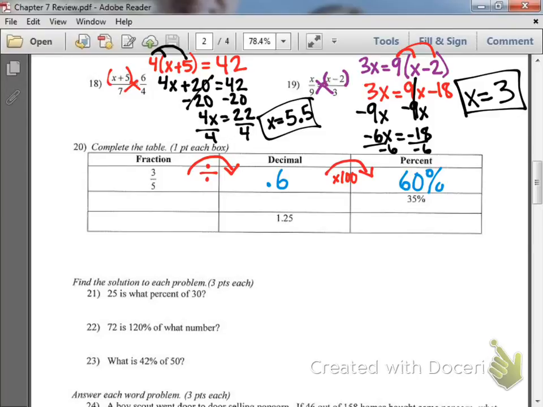All right, how do I write 35% as a decimal? 0.35, good. Same process, but now it's in reverse. So if you want to go from here to here, you're just dividing by 100. Dividing by 100 is the same thing as moving the decimal 2 places to the left. All right, now how do I make 0.35 a fraction?